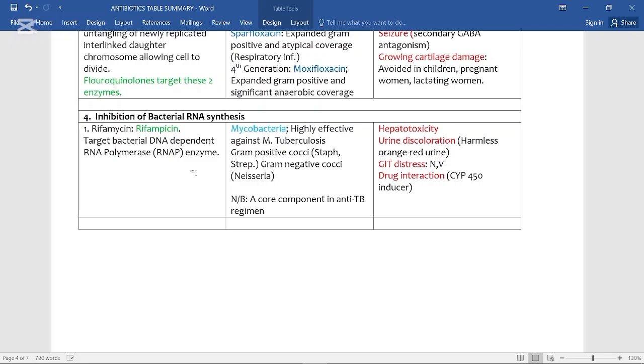Then also we looked at drug interactions. Clients who use this drug may have drug interactions, so you have to check the medication history. If these clients are using oral contraceptives or warfarin, this drug may interfere with the serum concentration of these drugs.